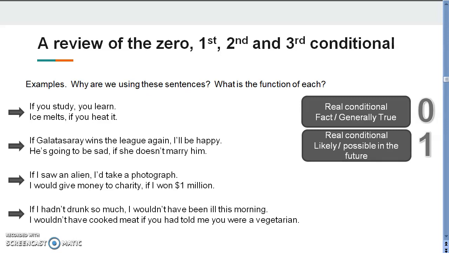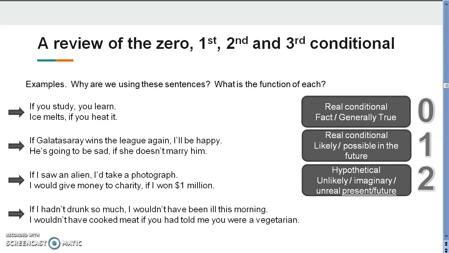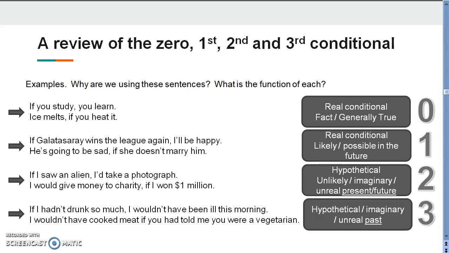If I saw an alien, I'd take a photograph. I would give money to charity if I won $1 million. So these situations are imaginary, hypothetical, but they're about the present or future time. So those are the second conditionals. If I hadn't drunk so much, I wouldn't have been ill this morning. I wouldn't have cooked meat if you had told me you were a vegetarian. So those are hypothetical, imaginary conditionals, but this time about the past. So those are third conditionals.